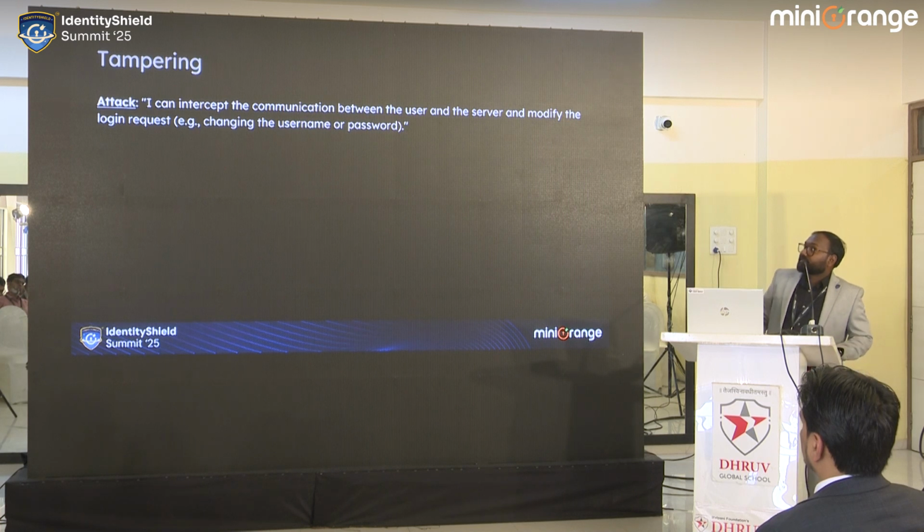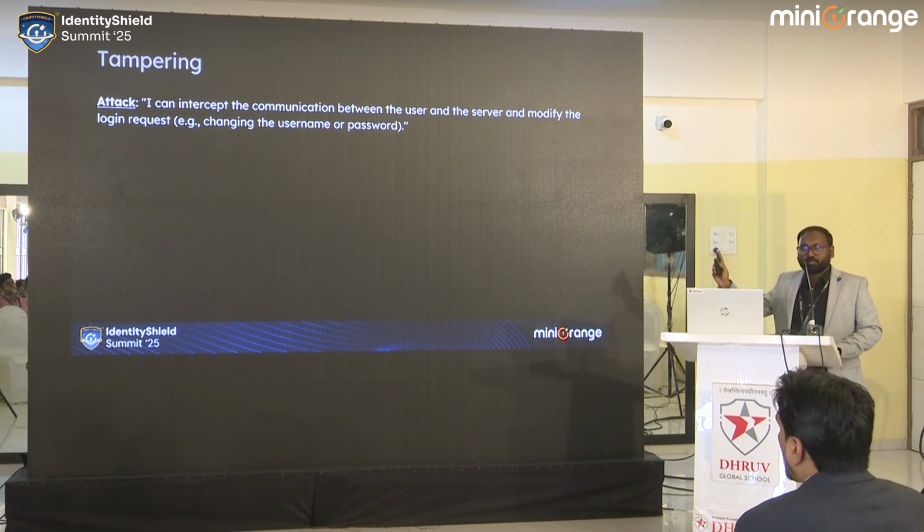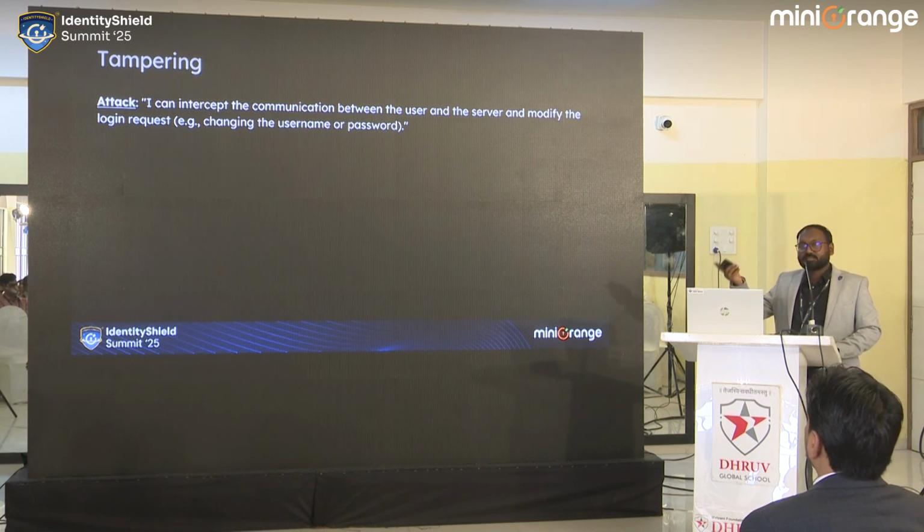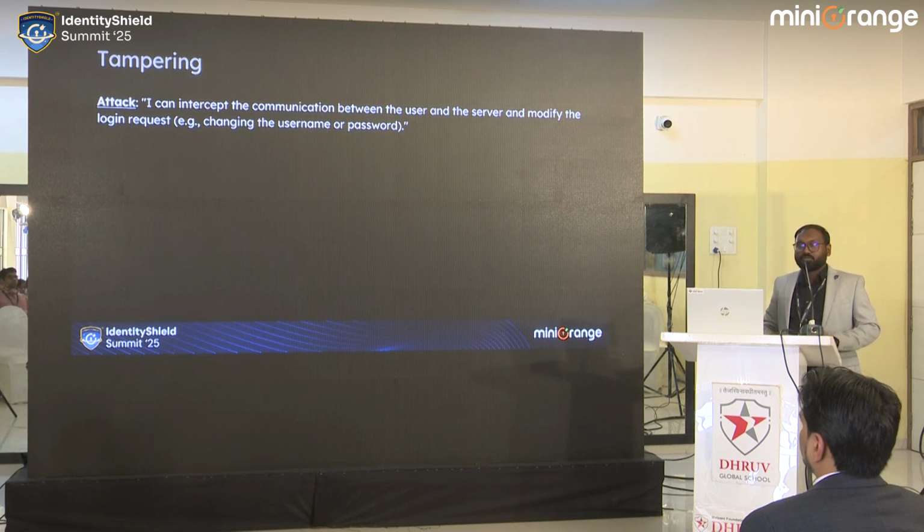Okay, moving to the next one, tampering. I can intercept the communication between the user and the server and modify the login request. This one is very related to login. Most of the time, you will have this kind of problem after you have logged in and are accessing the system. You will be most vulnerable to tampering, because you can do a lot of things with the information that is available there, right?